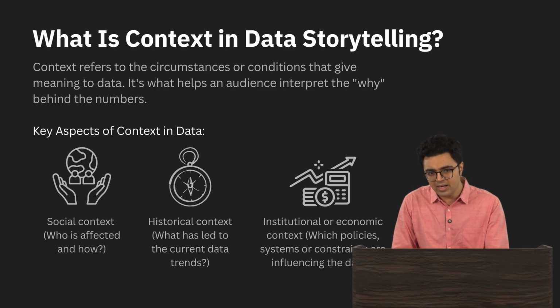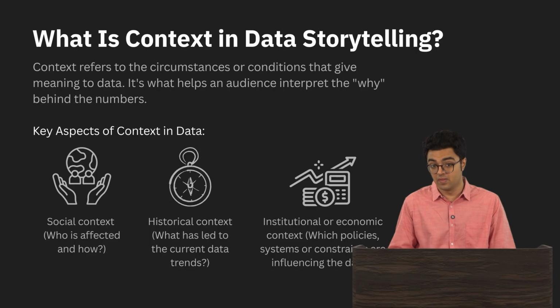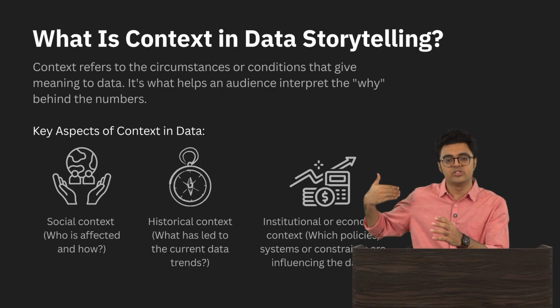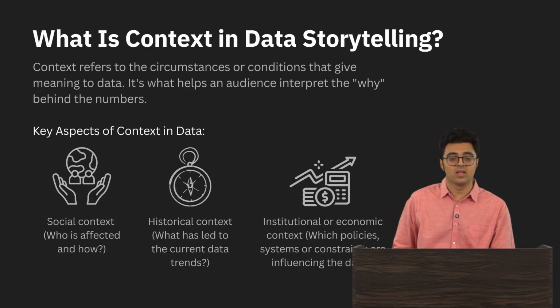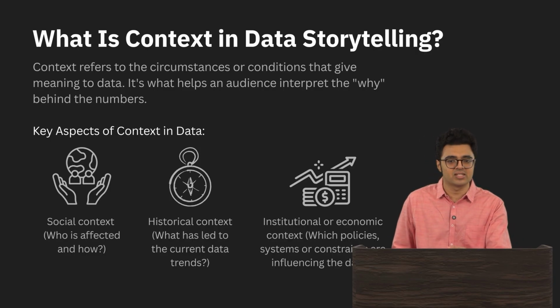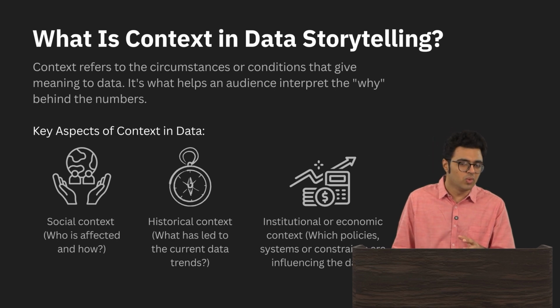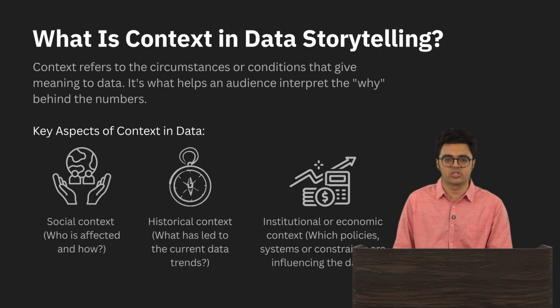Who is affected and how? This question answers the social context of a story. Then there is the historical context, as in what has led to the current data trends. This tells you the passage of time that has led up to the current trend that we are exploring. Then there is an institutional or economic context. Questions such as which policies, systems, or constraints are influencing the data, these questions will give you an idea of the institutional or economic context of a story.